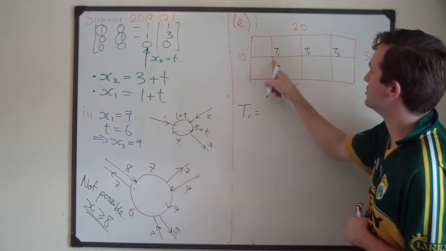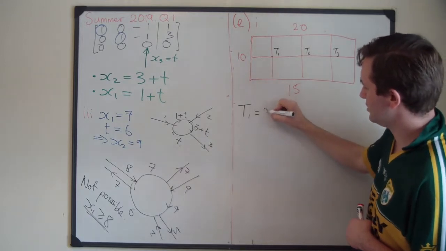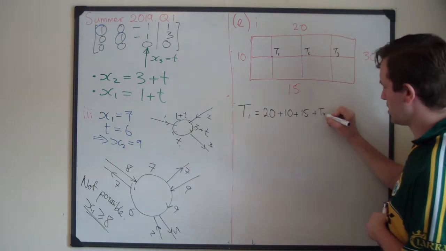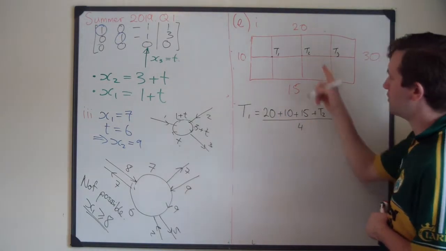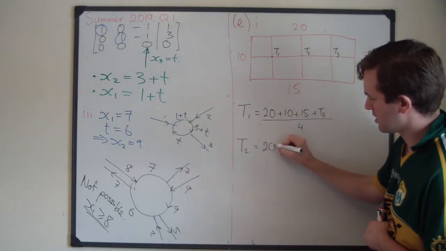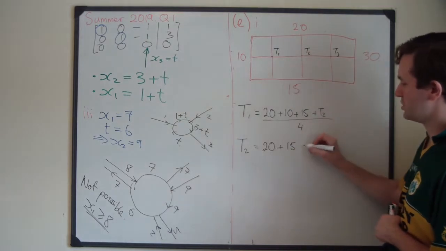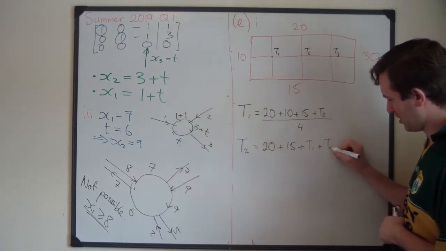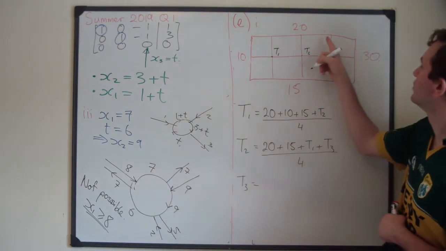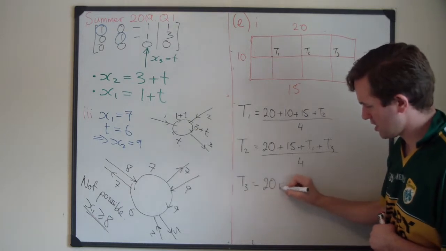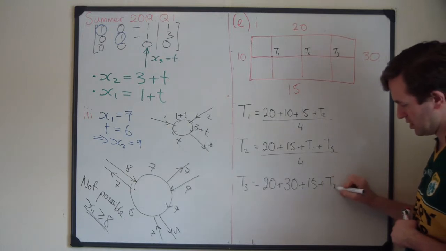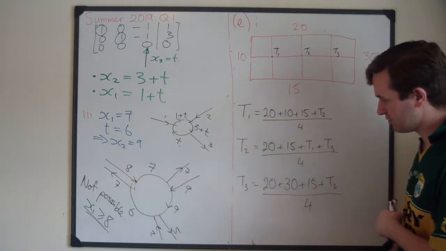So the 4 adjacent to T1 are 20, 10, 15 plus T2 and average those 4 out. We'll do the similar story for T2. You get 20 and 15 and T1 and T3. Find the average of those 4. And finally T3 is equal to 20, 30, 15, and then T2 is also adjacent to it, divided by 4. So that's part 1, write a linear system.